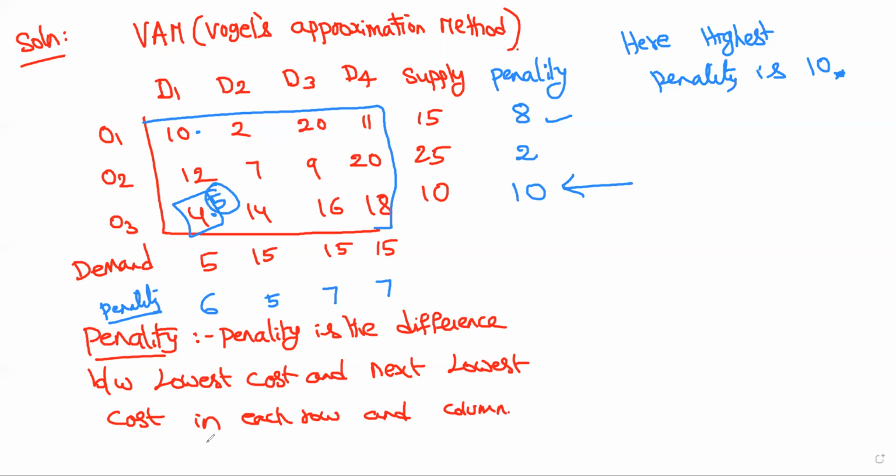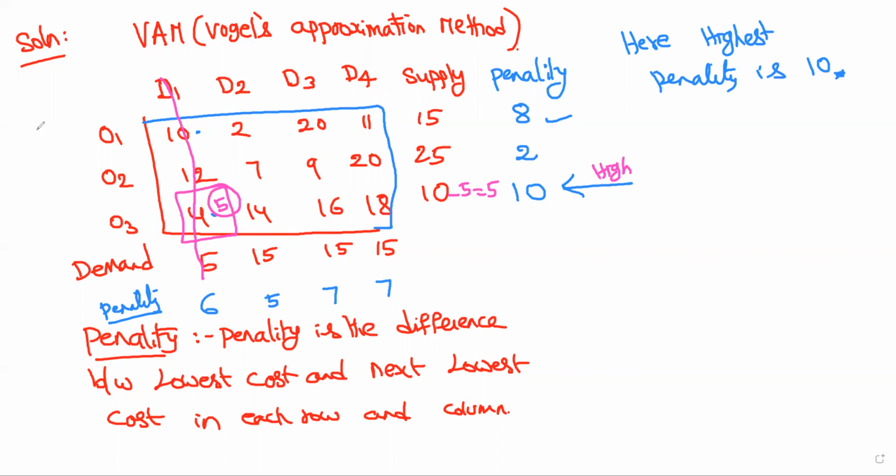So once again, here is the highest penalty. For the highest penalty I have to see the least element. 4 is the least element here. Supply is 10 and demand is 5, so the least is 5. That is the allocation I did. Now this demand is satisfied, so I have to cancel it because 5 is given. And 10 minus 5, how much? 5, because among 10 we already gave 5, so 5 is left.